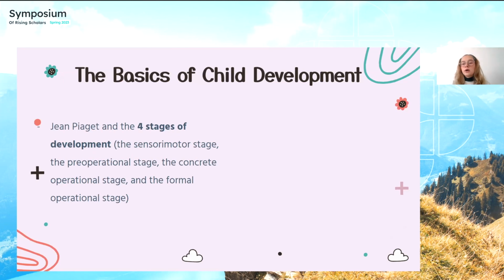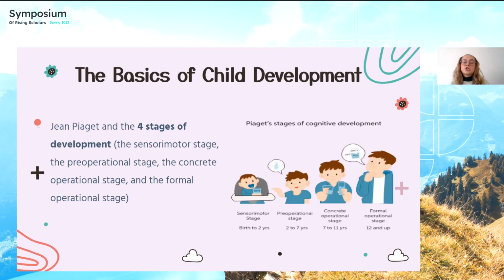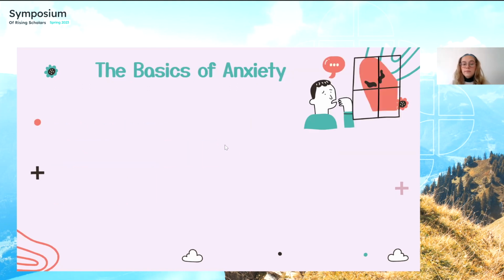So when talking about child development, it is crucial to mention Jean Piaget, because he is one of the most influential figures in cognitive psychology. He was a 20th century Swiss psychologist, and his theory about the stages of development in children is used and quite well known in the field of psychology. According to him, a child goes through 4 stages of development. Those are the sensory motor stage, the pre-operational stage, the concrete operational stage, and the formal operational stage.